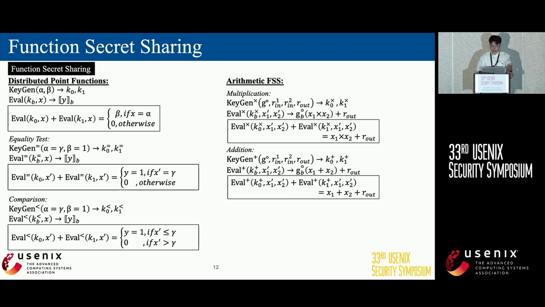The distributed point functions can be used in secure extraction of the node labels from the inference result, and the DPF equality testing and comparison can be used in secure activation functions. The arithmetic FSS will be used to build the secure aggregation, which we'll be talking about shortly.